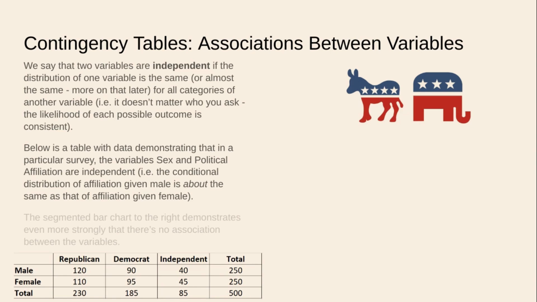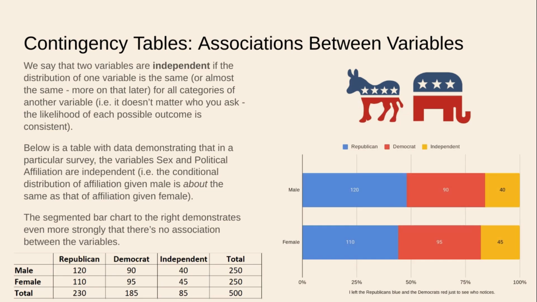The segmented bar chart to the right demonstrates even more strongly, because it's a graph, that there's no association between the variables. Look at Republican, 120 versus 110 out of the 250. These bars are noticeably different, but that happens with real-world data. 90 compared to 95. Those numbers are different, but not very much different. 40 as opposed to 45.